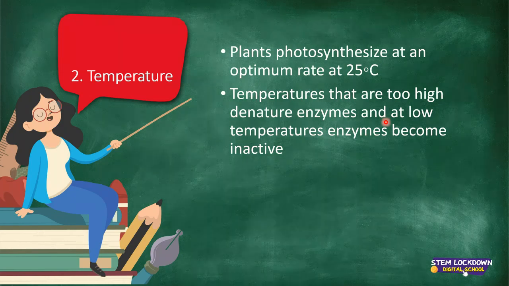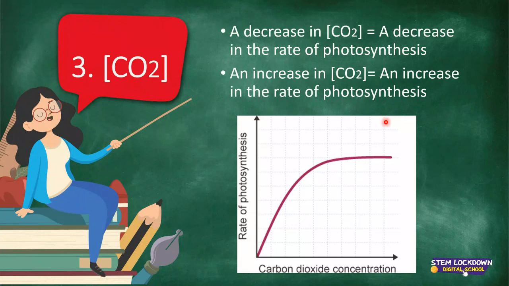Again, let's go back to our chemical equation and our word equation. We said that we need light, we need chlorophyll and we need enzymes, right, guys? So if the temperature is too high, the enzymes will be denatured and will not work at optimum levels. If the temperatures are too low, the enzymes will not be active. Therefore, photosynthesis might not take place, or might not take place optimally, so to speak, all right?